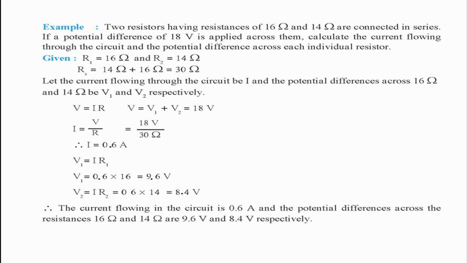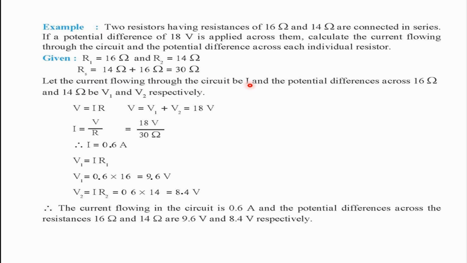Two resistors having resistance 16 ohm and 14 ohm are connected in series. When you hear the word series, you just add the resistances: 16 plus 14, you get 30. Next part of the question: if a potential difference of 18 volt is applied across them, calculate the current flowing through it. Suppose between point A and point B we have these two resistors, 16 ohm and 14 ohm. The effective resistance will be 30 ohm because we are summing it up.